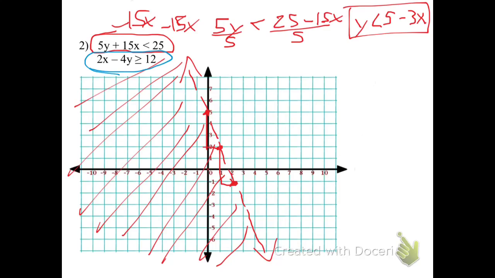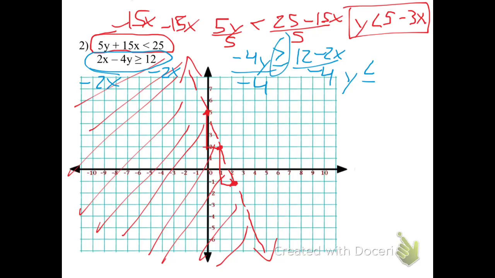We'll do it in blue. Again, we need to solve for y. Get rid of the x, so subtract 2x on both sides. Your inequality is now -4y is greater than or equal to 12 minus 2x. You gotta divide by that -4 on both sides to get your y by itself. Whenever you divide by negative, you have to switch the direction of your inequality. So make sure you switch the direction, because we divided by negative.